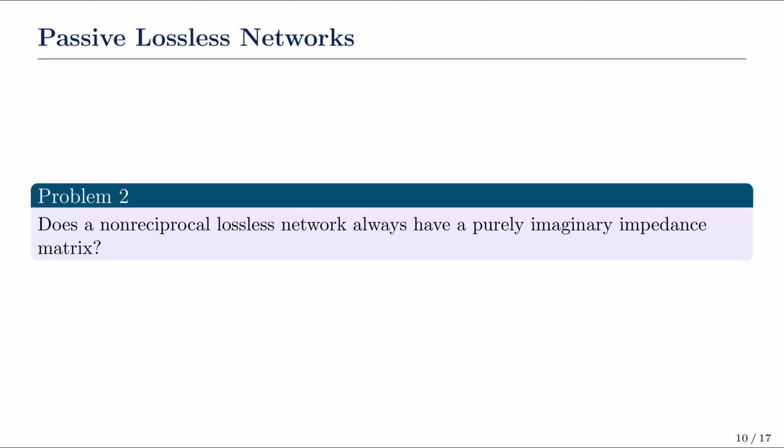We now ask a more general and important question. Does a non-reciprocal lossless network always have a purely imaginary impedance matrix? The answer is no. The previous result relied on reciprocity. Without reciprocity, the impedance matrix is not necessarily symmetric, and therefore the off-diagonal elements need not have zero real parts individually. We now derive the general condition for a lossless network without assuming reciprocity.